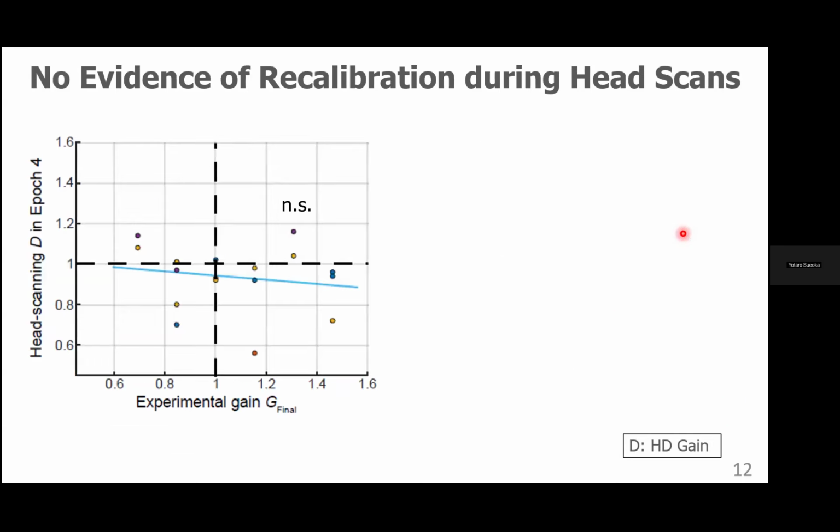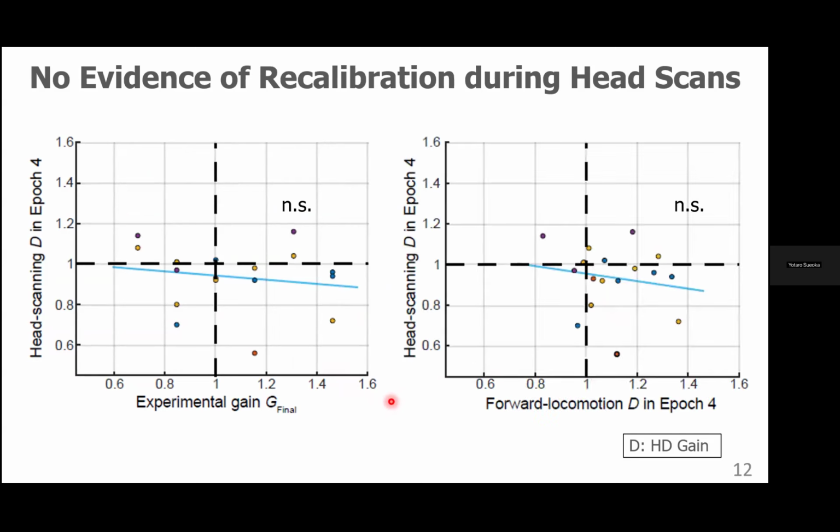Okay, and what we get is this: when we plot the head direction gain during head scans relative to the previously experienced experimental gain, we see no correlation. Similarly, when we plot the head direction gain during epoch 4 when the animal is head scanning versus when the animal is running, we again see no correlation. In fact, the head scanning gain takes values that are pretty close to 1, as if there was no recalibration in the system.